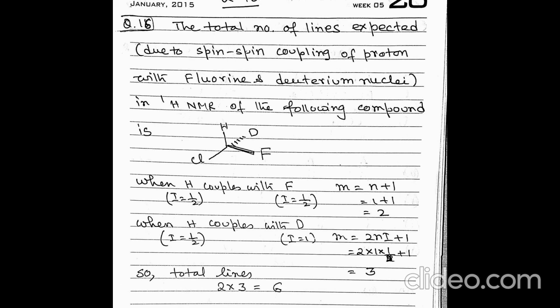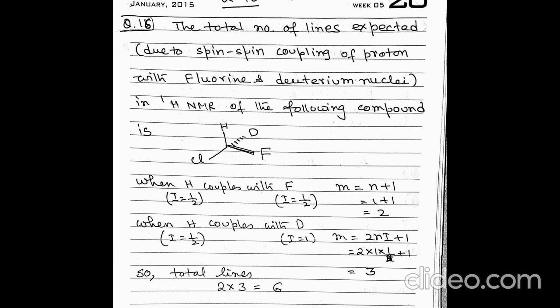But when we calculate the multiplicity of the signal due to the heteronuclear coupling with deuterium, deuterium is magnetic, but it does not have I equal to half; its I value is 1. So the M is equal to N plus 1 formula will not work here. Here we have to use the formula M is equal to 2NI plus 1. The number of deuteriums is 1, so N is equal to 1, I is equal to 1.